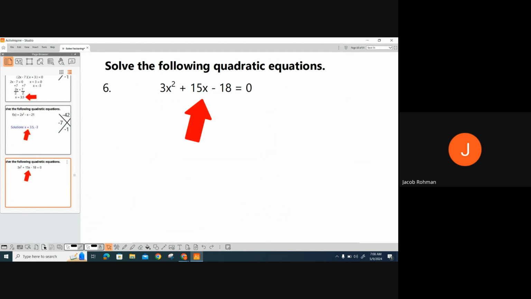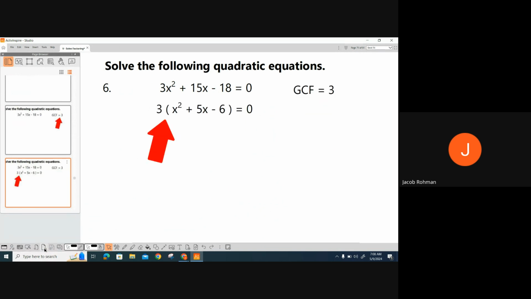Now looking at example 6, you see that this is already equal to 0, but it's not in factored form. So we're going to have to get it into factored form. And we're going to start here by factoring out a GCF of 3. And that's going to leave us with x squared plus 5x minus 6 inside parentheses.